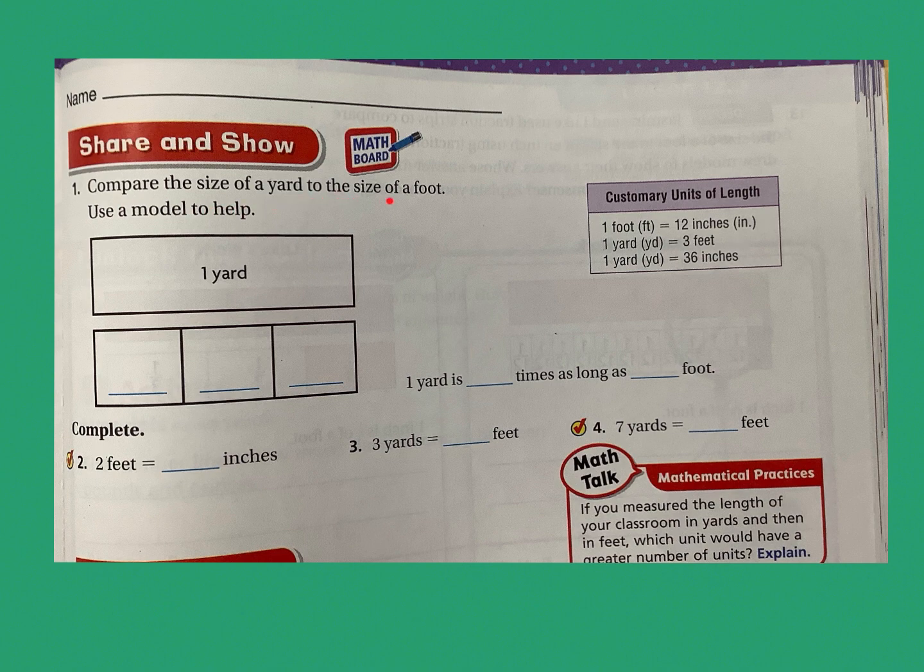Compare the size of a yard to the size of a foot. Use the model to help. 1 yard is 3 feet. So this is 1 foot, 1 foot, 1 foot, for a total of 3 feet. 1 yard is 3 times as long as 1 foot. If I needed 1 yard and I had feet, I would do 3 times feet.